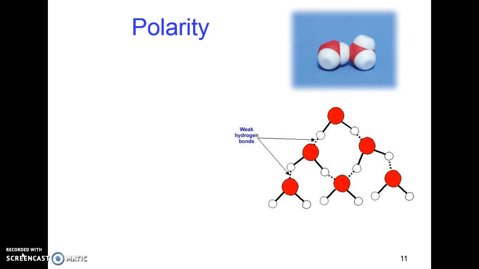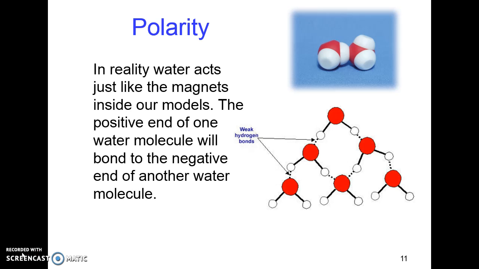So that's hydrogens attached to oxygens. Okay, so in reality, water acts just like these magnets inside our models, and the positive end of one molecule will bond to the negative end of the other molecule. So you can see this bonding right here in this picture.